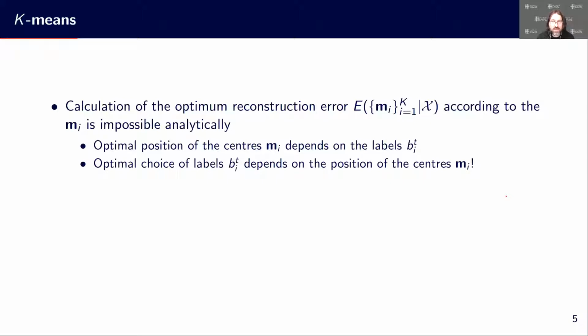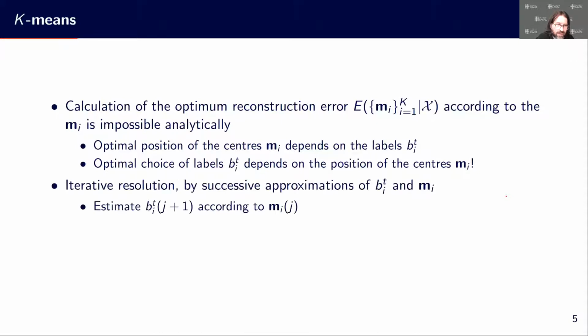This depends on the labels BIT. So we are using this kind of assignments BIT, that is assigning data XT to center MI. And the other way around, the choice of this BIT depends on the position of the centers MI. So MI depends on BIT and BIT depends on MI. So we are not able to get this solved directly with an equation. So we should proceed into some kind of iterative resolution.